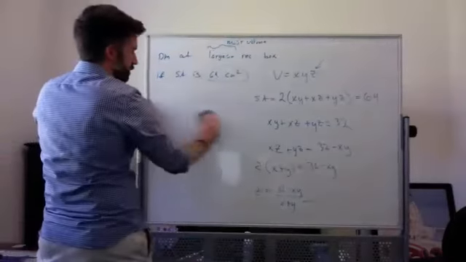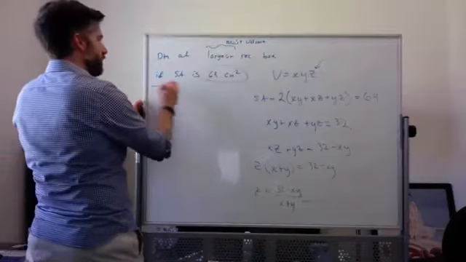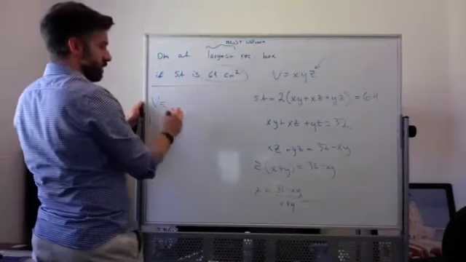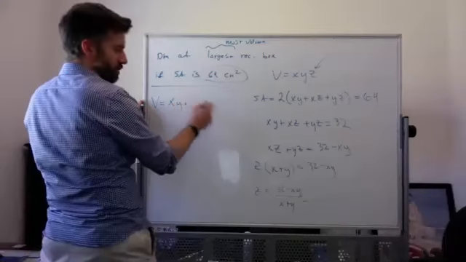So, what time is it? Okay. I'm not going to finish this problem today, but we can finish on Monday. The idea here is that then we can write the volume as a function of just x and y. It's going to be x times y times z.